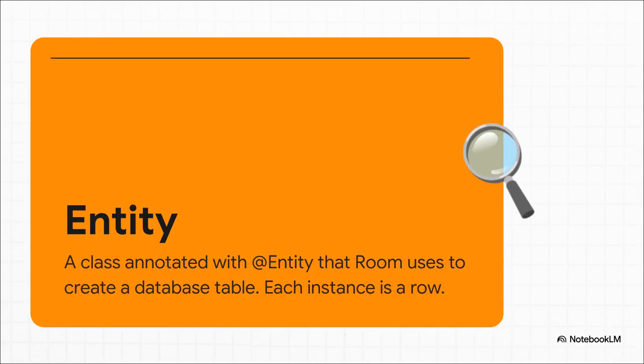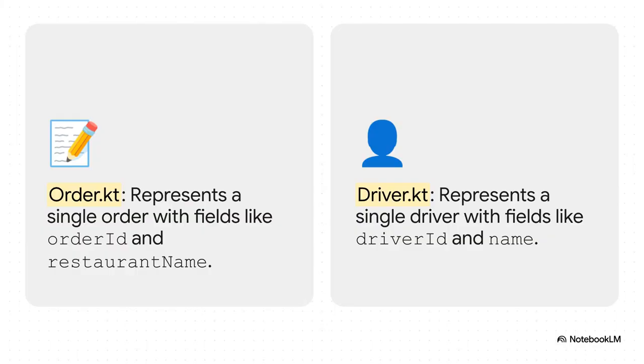So what exactly is an entity? Just think of it like a blueprint. In our code, it's just a simple Kotlin data class. But when you stick that little @Entity annotation on top, you're giving Room a signal. You're telling it, hey, use this class to build a table in the database. And from that point on, every time you create an object from that class, boom, it becomes a new row in that table.